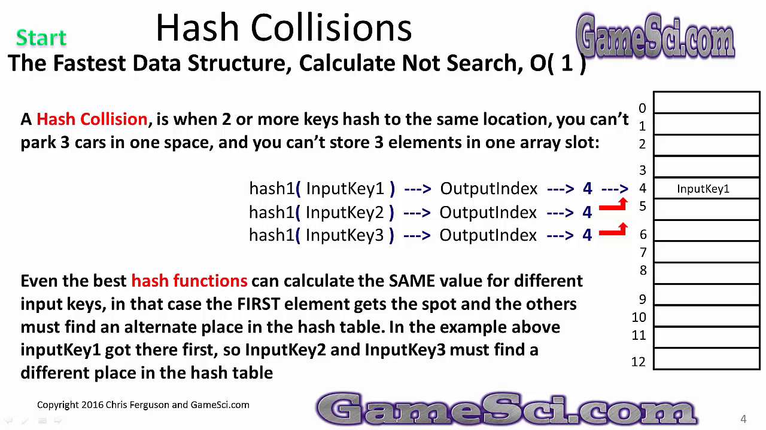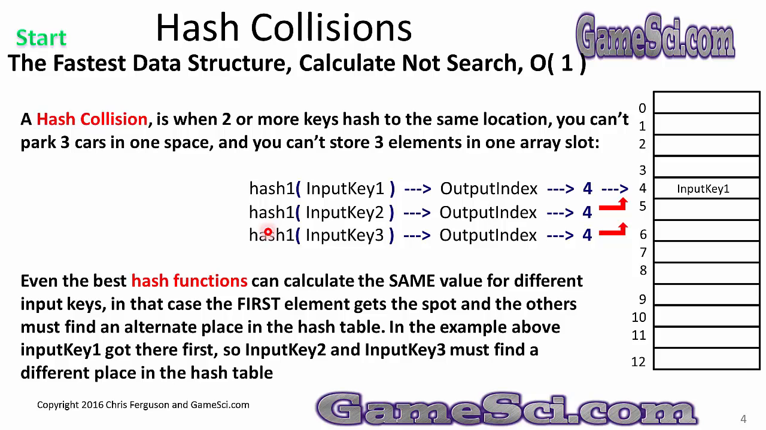Next up, hash collisions. A hash collision is when two or more keys hash to the same location. You can't park three cars in one parking spot, and you can't store three elements into one array slot. Here's the problem we're dealing with. Hash function 1, using input key 1, sent the output index of 4, and we wanted to store input key 1 in slot 4 of the array.